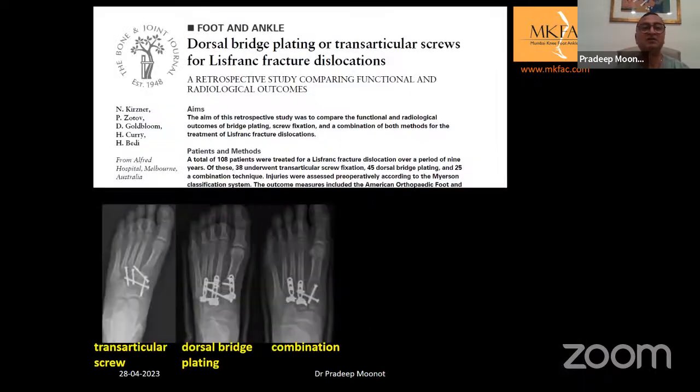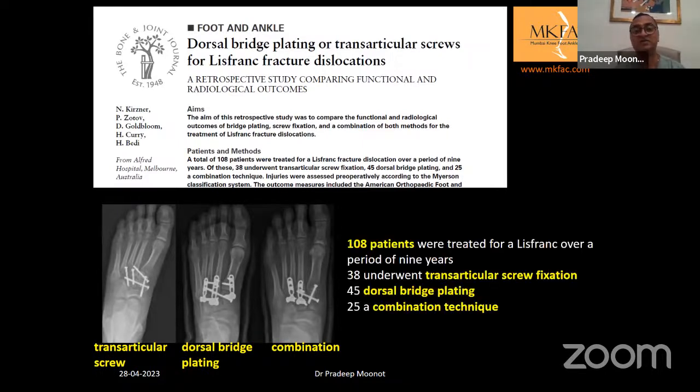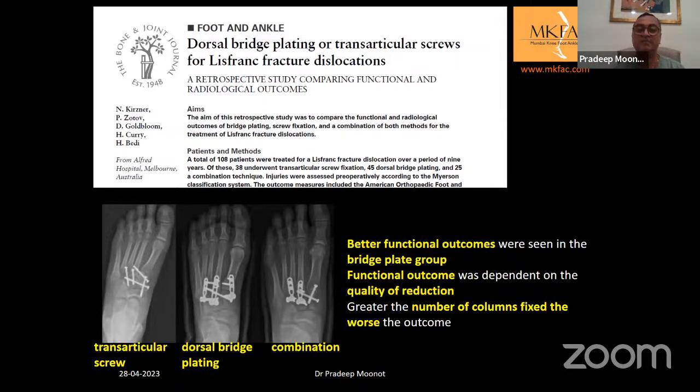Now, this is a nice paper which has come out recently, which talks about dorsal bridge plating or transarticular screws for Lisfranc fracture dislocation. They had 108 patients, of which 38 went through transarticular screws, 45 by dorsal bridge plate, and 25 by a combination. And they found that the better functional group were people with the bridge plate.